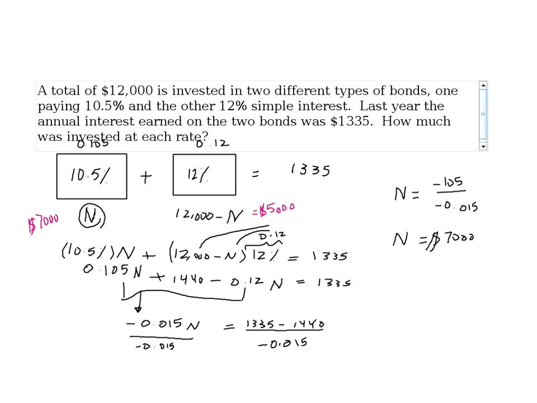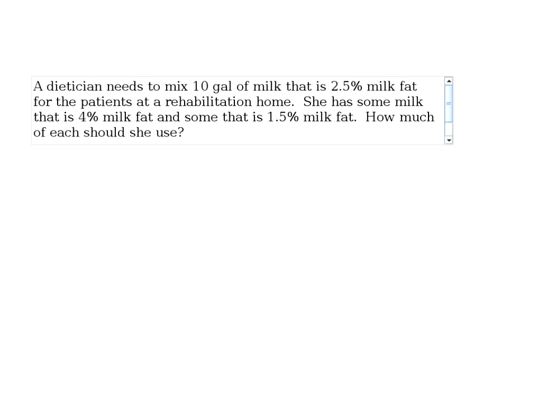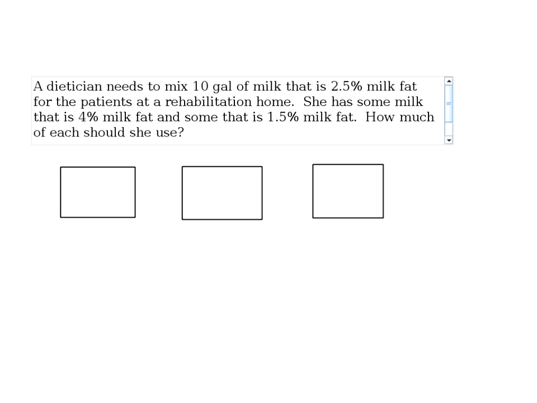Let's take a look at one more. We have time for another one. Okay, this would be a mixture problem I showed you earlier, very similar. Here again, we can set them up the same way I showed you. You can come up with a couple of boxes like this. Okay, here we get the dietitians need to mix 10 gallons of milk that is 2.5%. So we just write down the numbers.